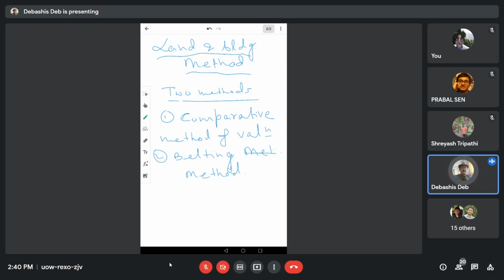But number two, the building method, is related to problems. So we will be starting problems today. First the building method, and thereafter the comparative method.